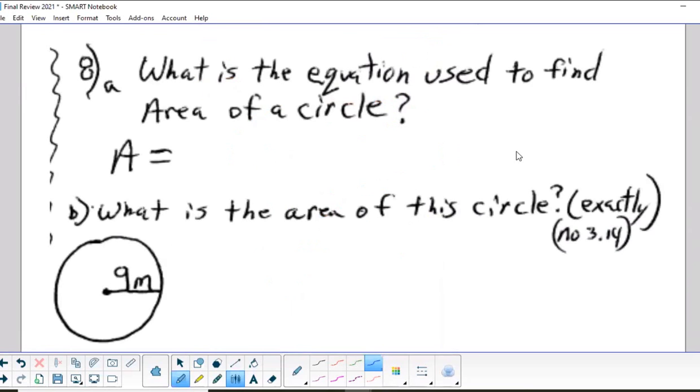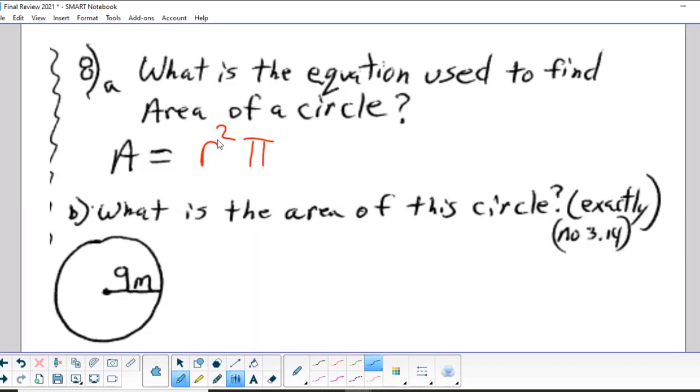Okay, number 8. What is the equation used to find the area of a circle? Pi r squared. That's right. Let me just see what I got right there. You know pi's in there. You know r's in there. It's r squared because area is always squares. Area is always squares.